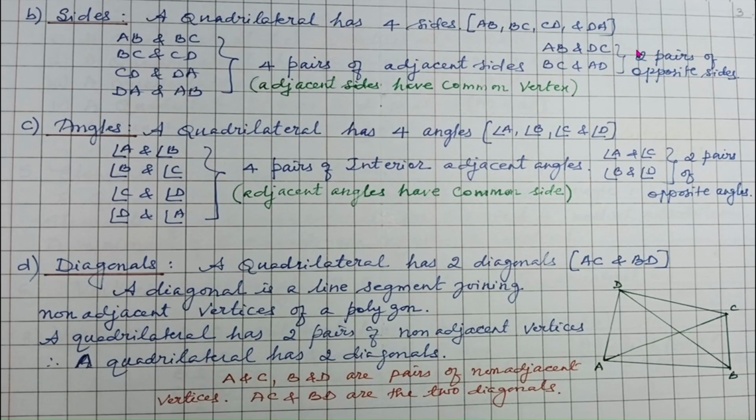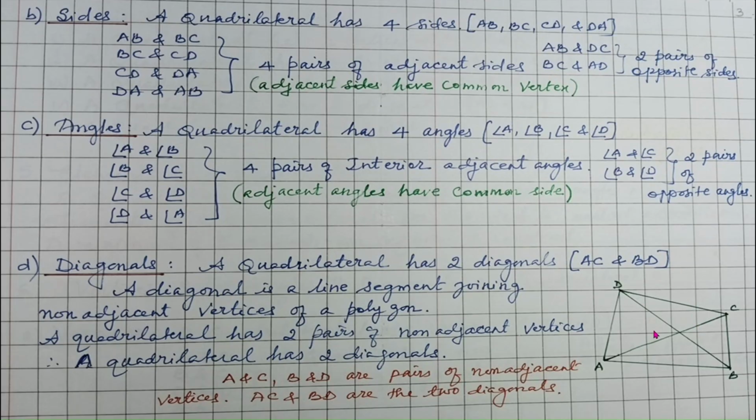Remember that. Now if you talk about the sides, a quadrilateral has 4 pairs of adjacent sides. For example, here AB and BC are adjacent, BC and CD are adjacent, CD and DA are adjacent. So these are the 4 pairs of adjacent sides. Remember that. And also in a quadrilateral there are 2 pairs of opposite sides. AB and DC are opposite, BC and DA are opposite. There are 2 pairs of opposite sides.